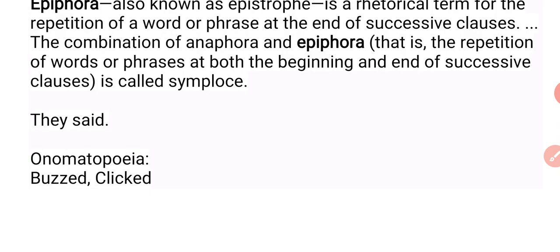And the last one is onomatopoeia. These are sounds, buzzed and clicked. Okay, so these are all the literary devices and figures of speech used in the poem.